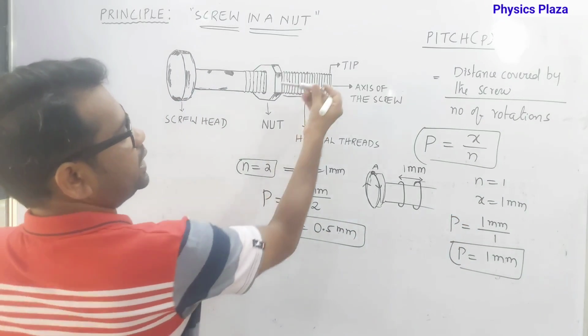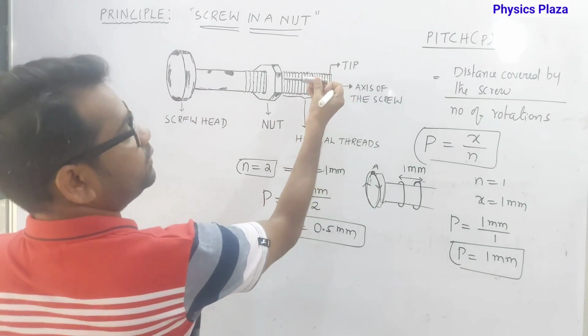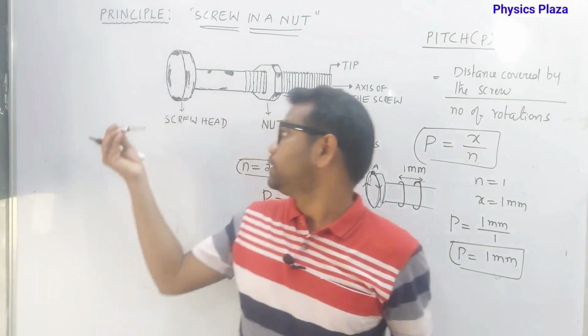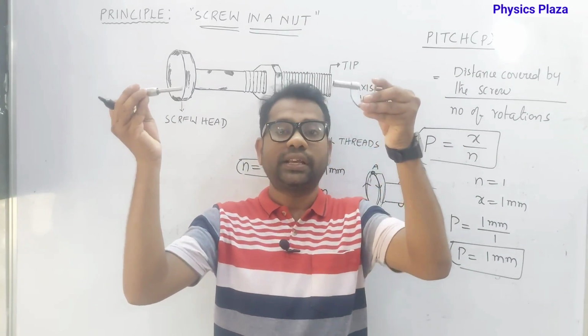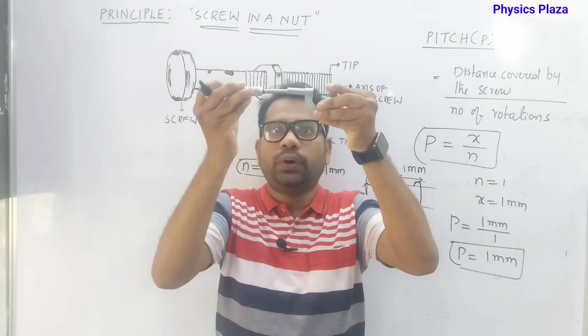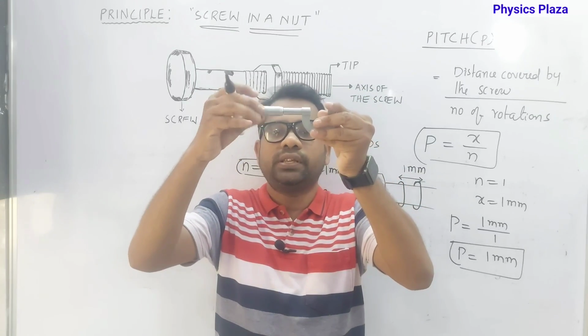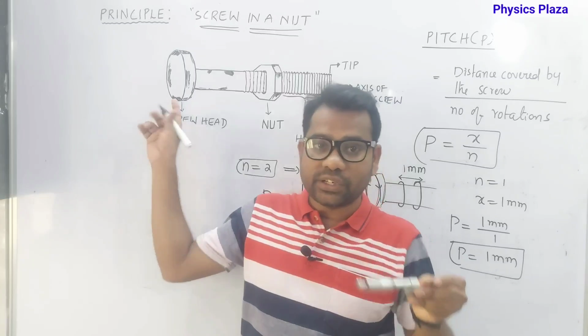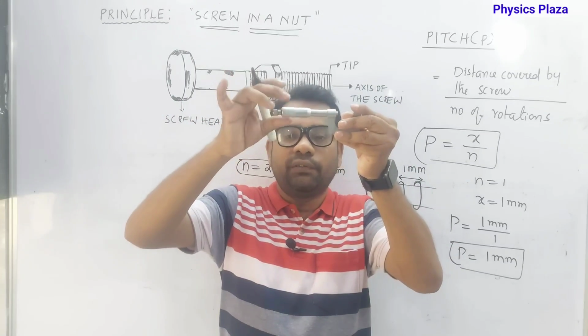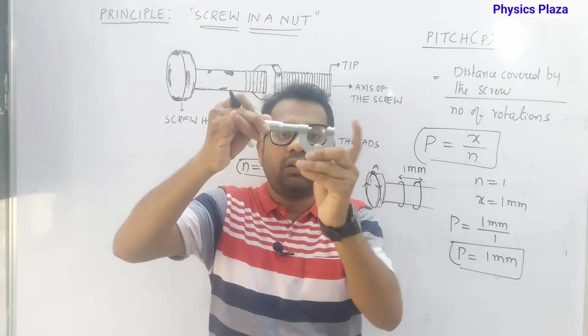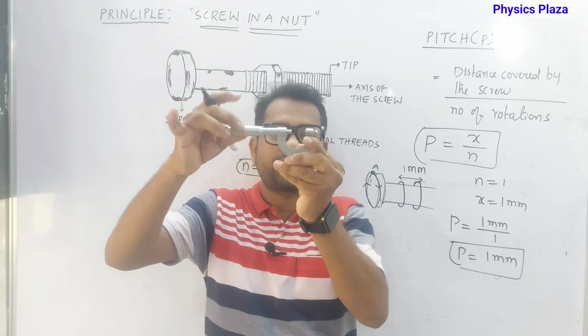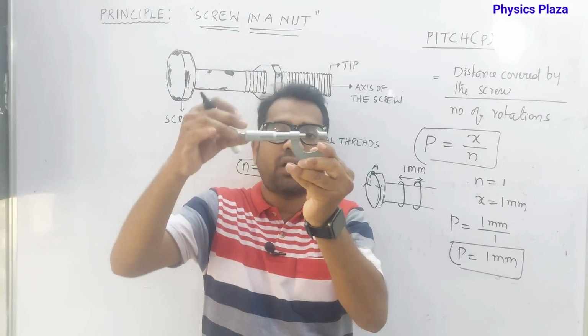So it works like this. This is a screw. Try to understand, it is very important. This is a nut. So, a screw in a nut. Here we are rotating the head, right, children? As we are rotating, now look here. The screw is advancing in a forward direction.